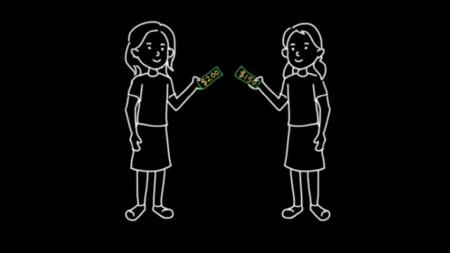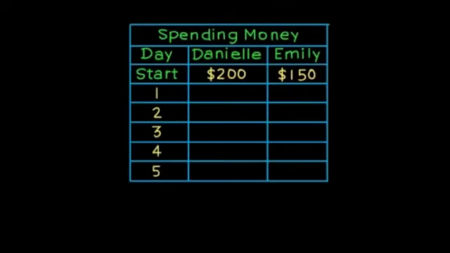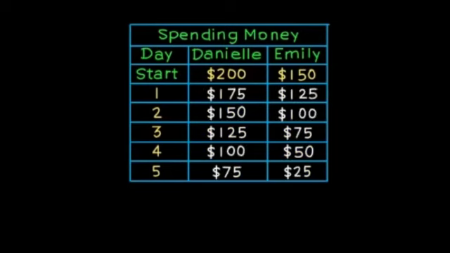It's hard to visualize that numerical pattern, so let's make a table to track the amount of money that each sister has left at the end of each day. Here is our table. Note that each sister has her own column, and notice that we have already placed the starting amount for each sister in the table. Now we need to complete the table. Since both sisters spend $25 per day, all we do is subtract $25 as we go down each column. Okay, we have all the amounts filled in.